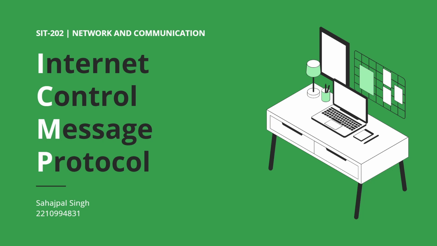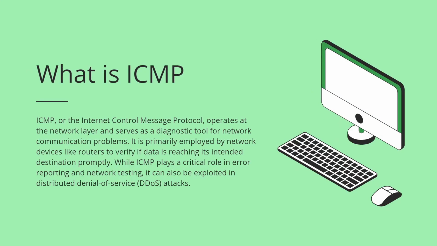Hi everyone, in this video we're going to discuss Internet Control Message Protocol, which is ICMP. The first thing, what is ICMP? So ICMP, or the Internet Control Message Protocol, operates at the network layer and serves as a diagnostic tool for network communication problems. Basically, ICMP is employed by network devices like routers to verify if data is reaching its intended destination properly or not.